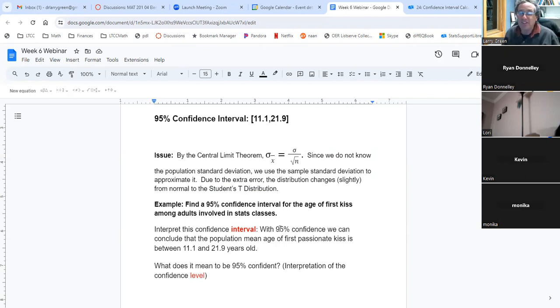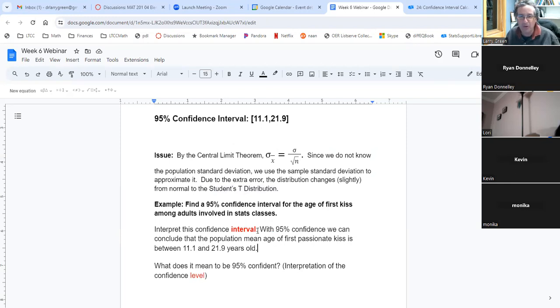Okay. So I want to note that you need to get used to writing this out. I'm going to ask you to interpret the confidence interval, and it's going to look real similar to this every time. It won't always be about population. It won't always be about passionate kiss. Who knows? It could be about something else, whatever you happen to be studying. It obviously won't always be 11.1 and 21.9, but that's what we got.